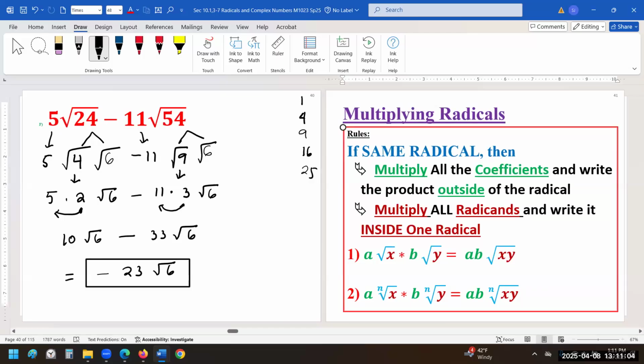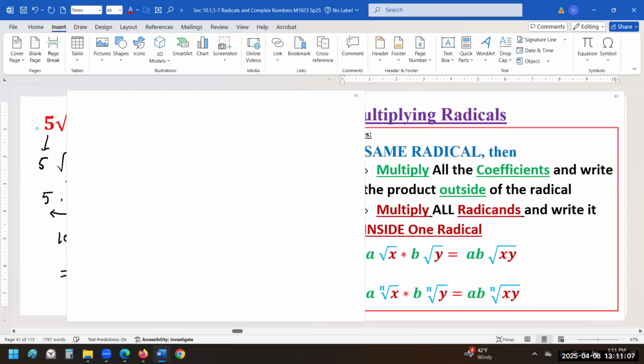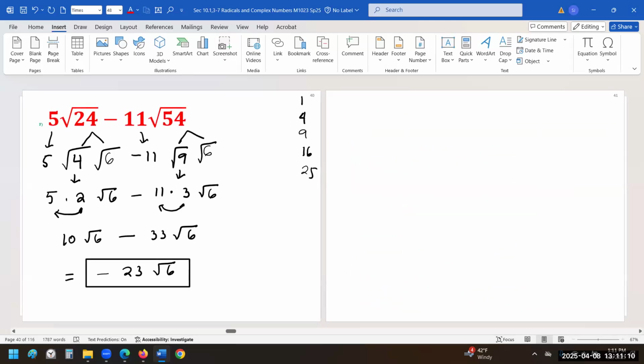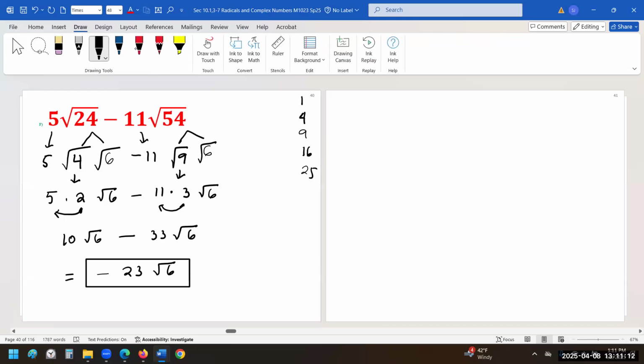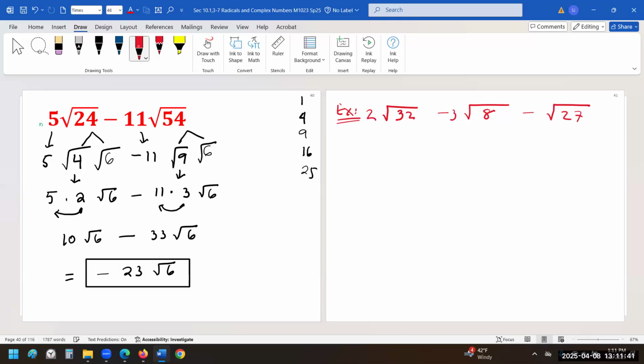Actually, let me go over one more question where you don't have the same perfect square number. Sorry, same unsimplified number. You may see it in the homework. Something like, let's say, we have square root of 32, square root of 8 minus square root of 27. And let's say we have 2, 3, 5.